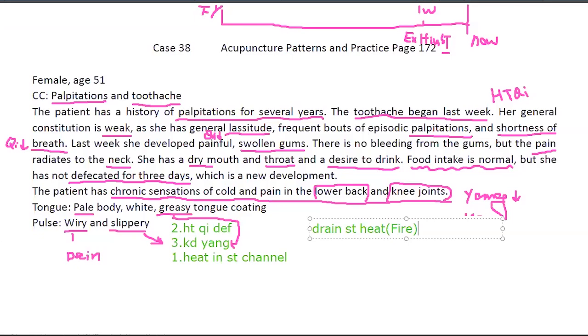But for this case, they specially say no bleeding. Thus, I say you can use heat. Usually the gum will be bleeding, but this patient has no bleeding, which means the heat is not that severe. That's why I use heat instead of fire. But it's not that big a difference, whether heat or fire. Still heat. So that's number one there.